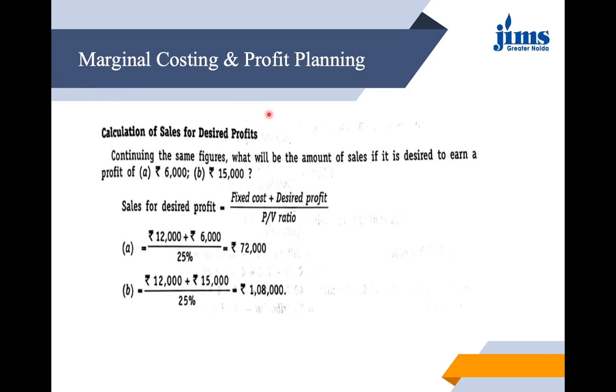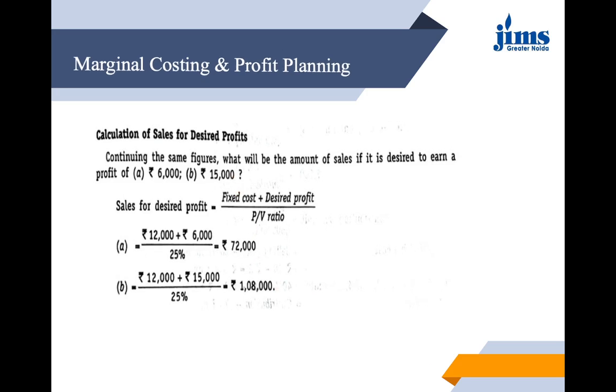Second case, sales for desired profits. Continuing the same figures, we'll calculate this also. What will be the amount of sales if it is desired to earn a profit of 6,000 or 15,000? Sales for desired profit, this is the formula that we can use: fixed cost plus desired profit upon the PV ratio. We can see in both the cases it is different. For higher profit we need to make higher sales, then only we'll be able to earn that profit.